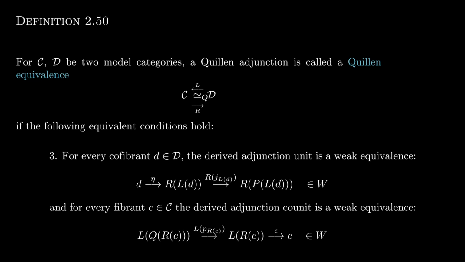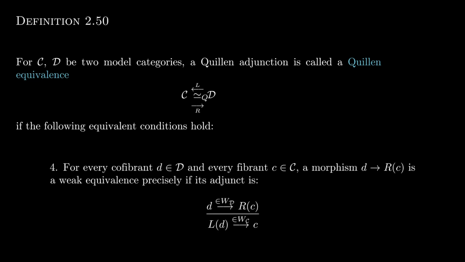Our fourth equivalent condition is that for each cofibrant object D and every fibrant object C, a morphism D to RC is a weak equivalence if and only if its adjunct morphism LD to C is. So we definitely need to convince ourselves that all these conditions are indeed equivalent. 1 and 2 are easy to see that they're equivalent, so let's see how these are equivalent to 3.